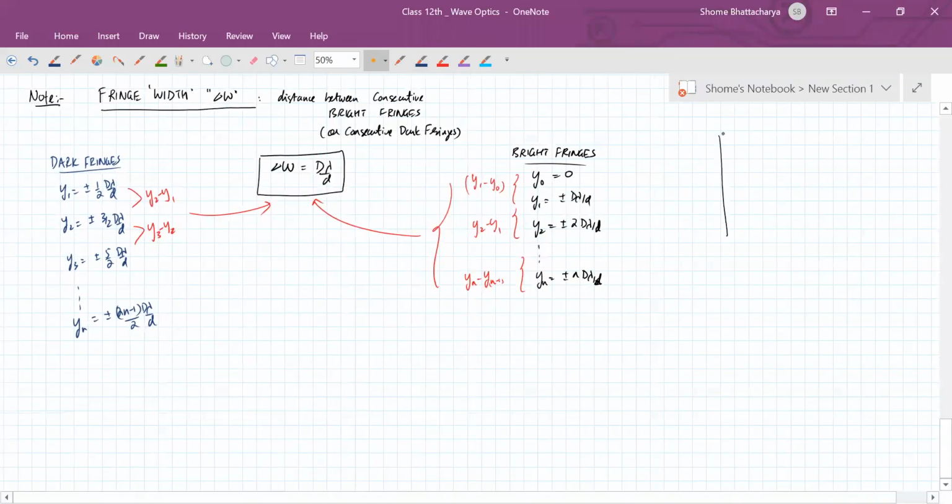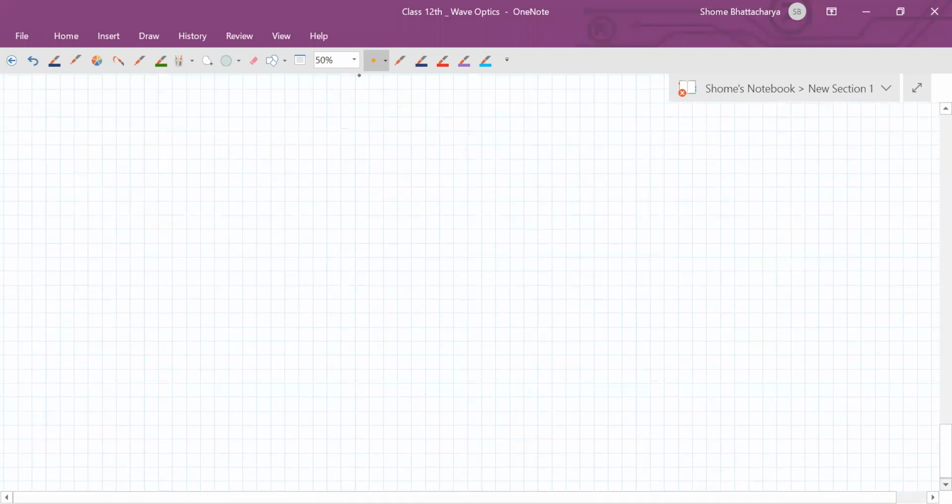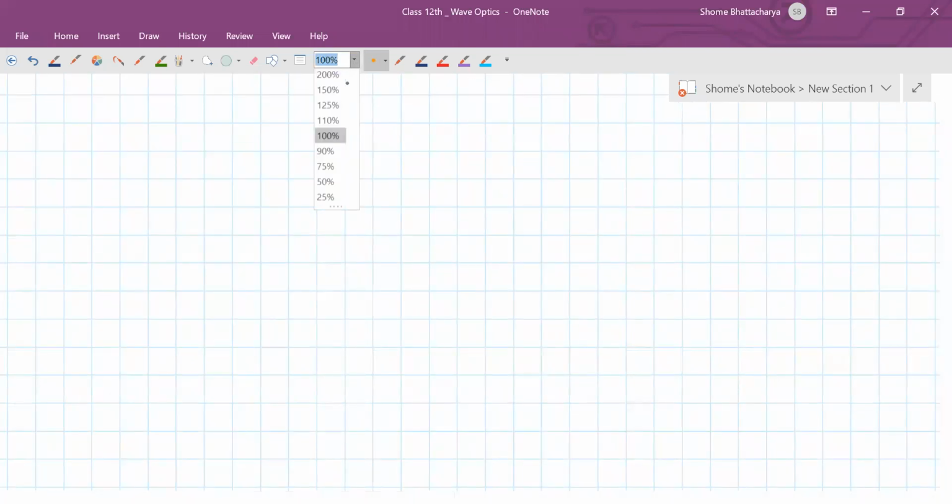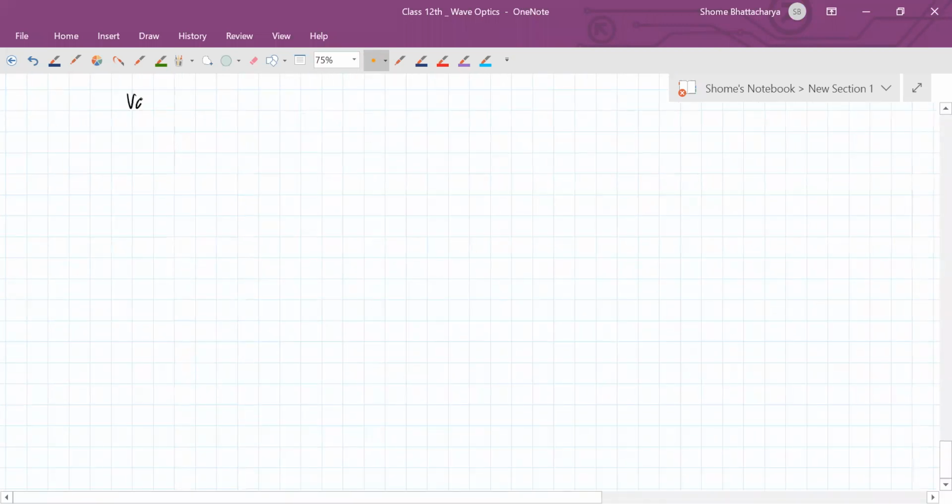Okay, so this is clear. What you're seeing on that final screen is alternate bands of bright and dark light. So this here, this is the fringe width. Okay, now next very important, variation of net intensity with the position y or the angular position theta.